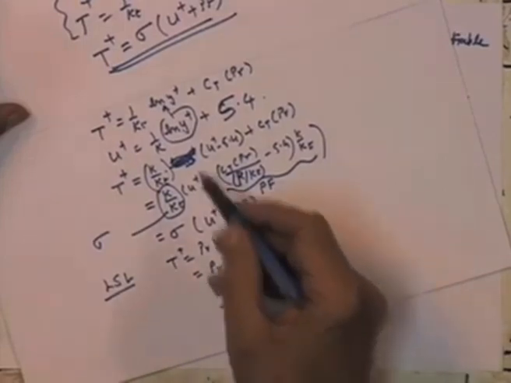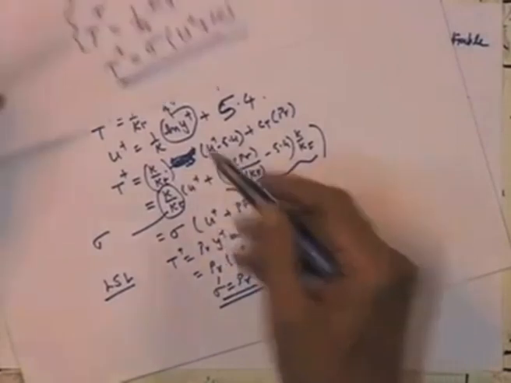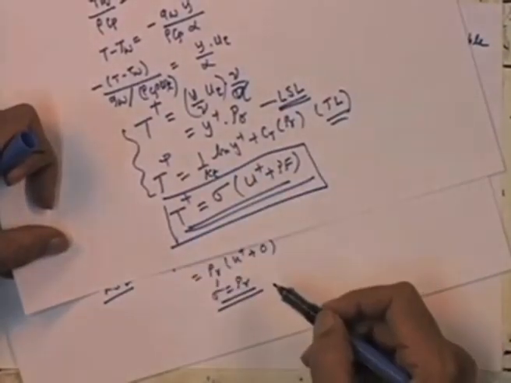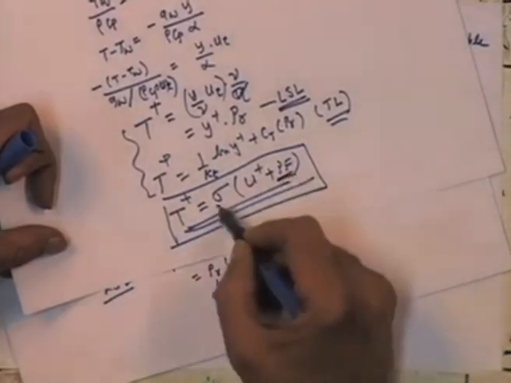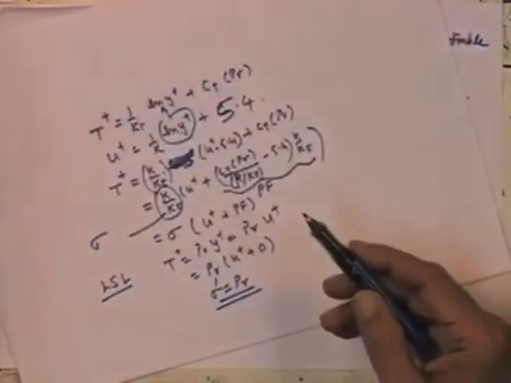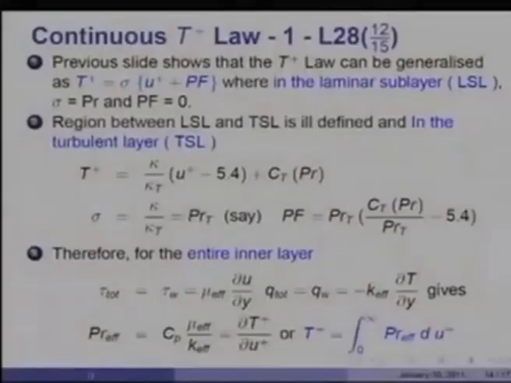So, it is possible to generalize both these laws by an expression like so, T plus equals sigma u plus Pf, where Pf and sigma take different values in different layers. So, we are going to say now that this kind of representation, T plus equal to sigma u plus Pf, applies from the laminar sublayer onwards to the fully turbulent layer, provided we interpret sigma and Pf correctly.